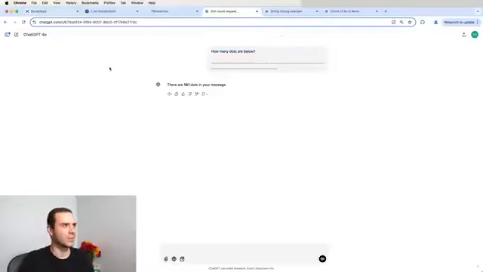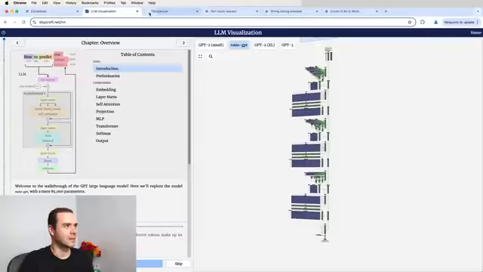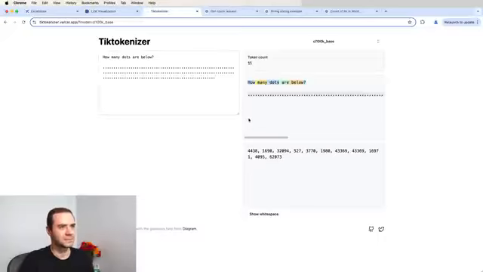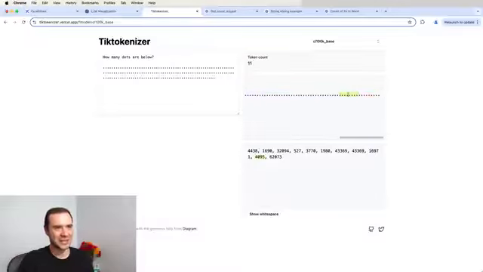So if I just look at what the model sees, let's go to the LLM, go to tokenizer. It sees this, how many dots are below, and then it turns out that this group of, I think, 20 dots is a single token. And then this group of whatever it is is another token. And then for some reason they break up as this.